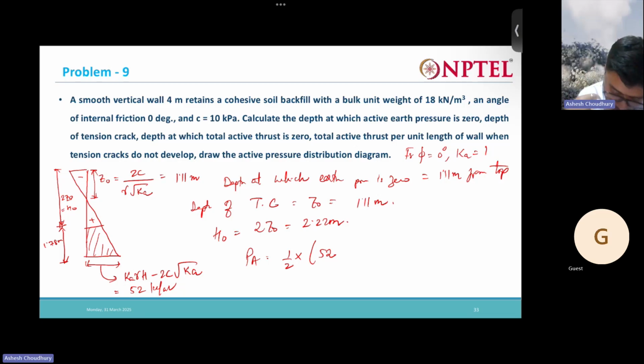When tension cracks do not develop, the area of this trapezium, right? So half the sum of parallel sides is 52, and this is how much? This is 20. Okay, that is 20. This is also 20.